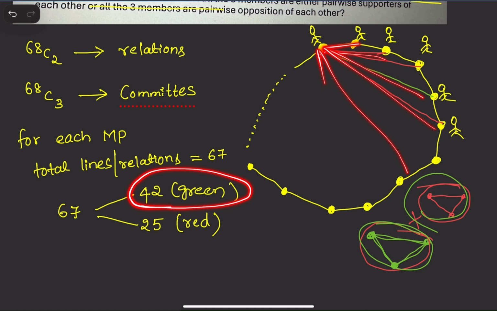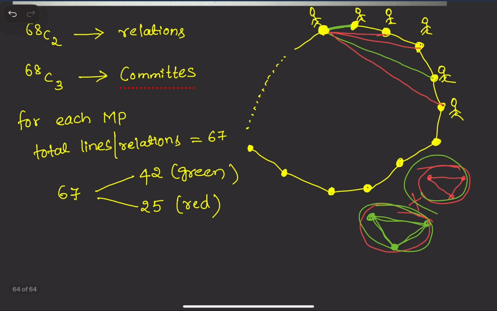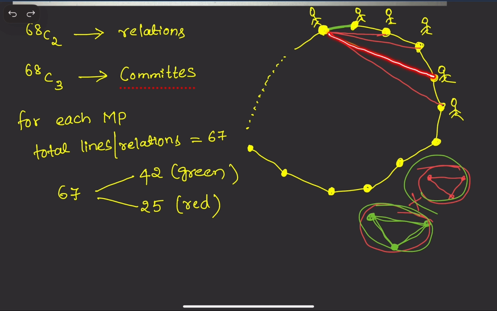Okay, so there are a total of 67 lines drawn to all the other 67 MPs. Out of those, 42 are green and 25 are red. So if you choose one green line and one red line, so let us say you have chosen this green line and this red line, the triangle is already formed.